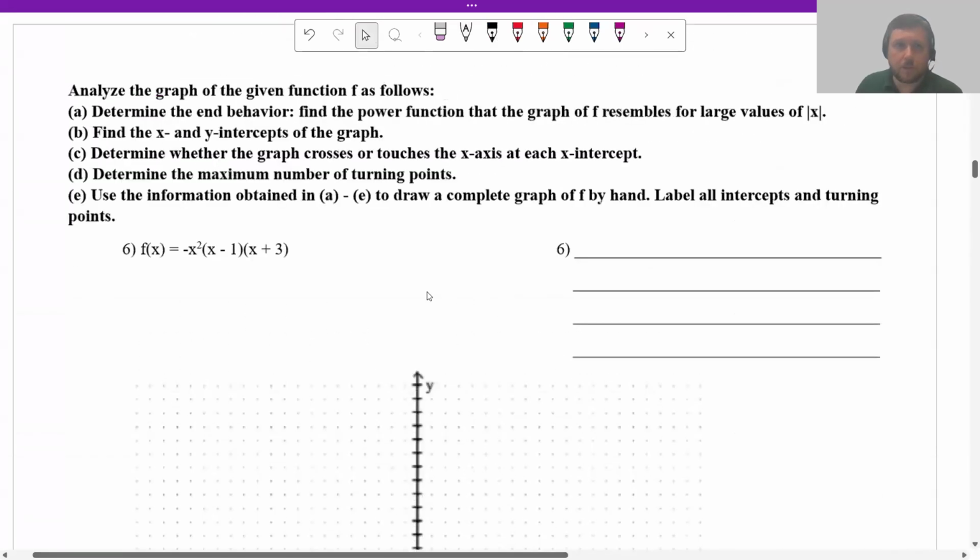All right, so this one's got a lot going on. Analyze the graph of the given function f as follows. Determine the end behavior. Find the power function that the graph of f resembles for large values of the absolute value of x. Find the x and y intercepts of the graph. Determine whether the graph crosses or touches the x-axis at each x-intercept. Determine the maximum number of turning points, and then use the information from all those other parts to draw a complete graph of f by hand, label all intercepts and turning points.